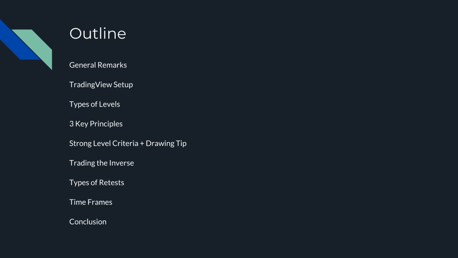We're then going to cover what actually makes a strong level and a quick drawing tip to be more precise with our entries and exits. We're going to talk about what trading the inverse means and the two different types of retests that I trade myself, and I'm going to round off with a quick note on timeframes and the conclusion.